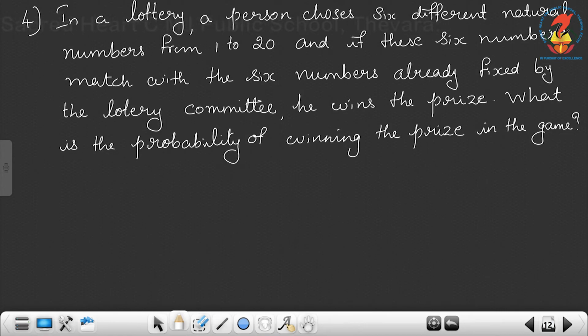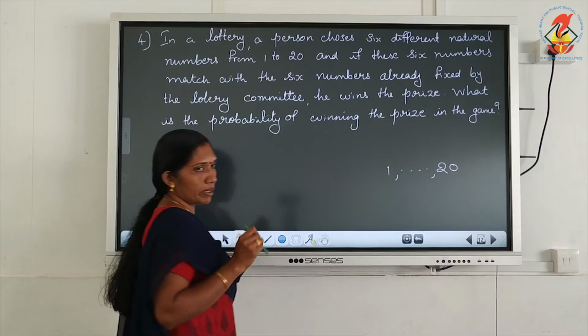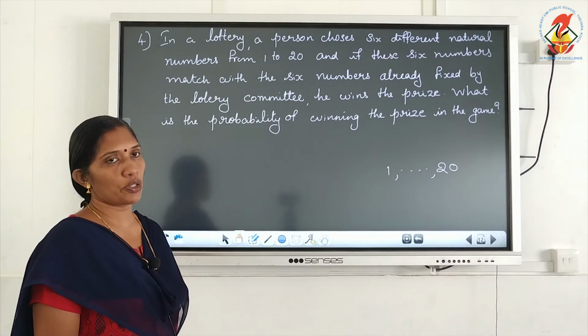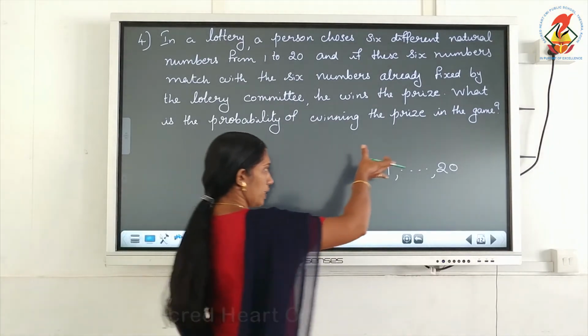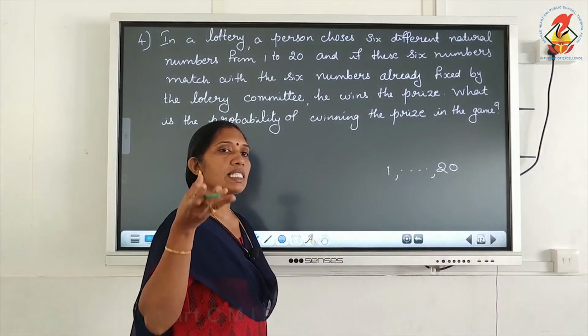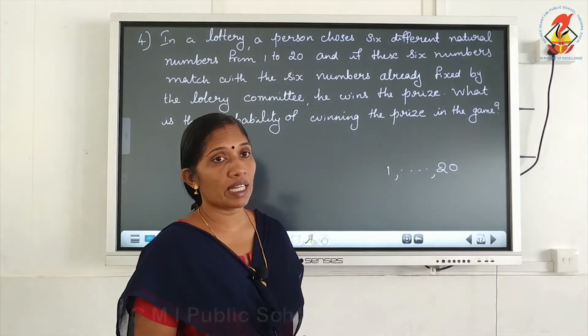The next one. In a lottery, a person chooses 6 different natural numbers from 1 to 20. And if these 6 numbers match with the 6 numbers already fixed by the lottery committee, he wins the prize. What is the probability of winning the prize in the game? So 1 to 20 natural numbers are there. The person has to select 6 natural numbers. So from these 20 numbers, selecting 6 numbers, in how many ways can we select?